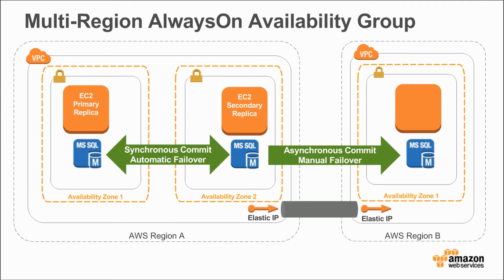Now let's take a look at multi-region Always On availability groups with SQL Server Enterprise Edition. The left side of this slide is just like the previous slide where you have two AZs and you set those up with synchronous commit, and that means then that you can do automatic failover. But in case you're concerned about high availability and want to think about also having another region, you can set that up with asynchronous commit because the latency is a little bit higher there. In that case, you're going to need to do manual failover, and you're going to need to set up a VPN between the two AWS regions.